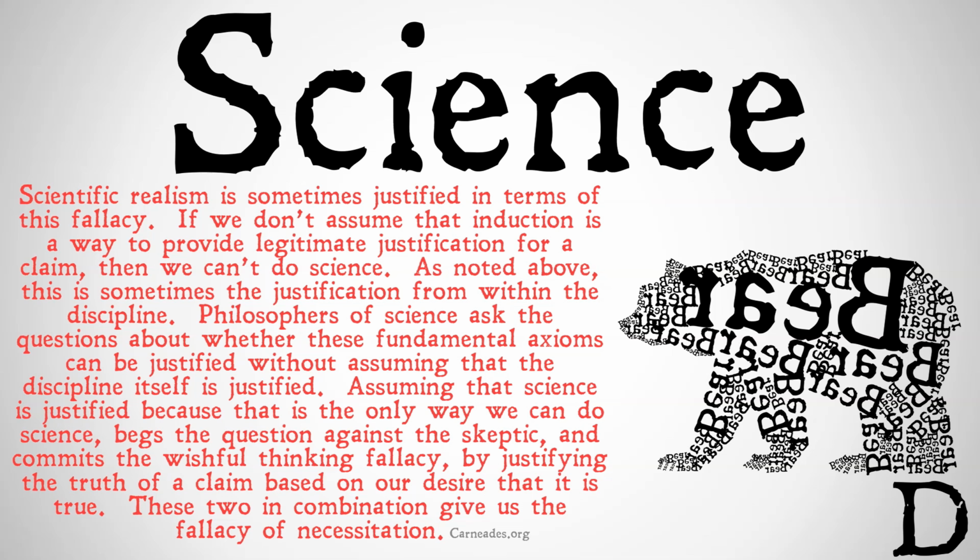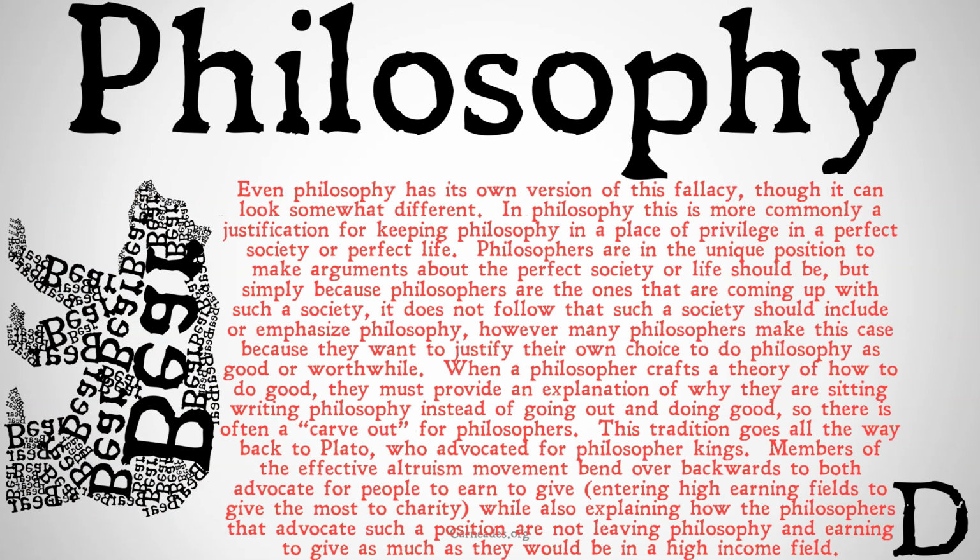Assuming that science is justified because that's the only way we can do science begs the question against the skeptic and commits the wishful thinking fallacy, because we want to do science and therefore we must assume these axioms must be true because we want to do science. By justifying the truth of a claim based on our desire that it's true, we commit the wishful thinking fallacy. Again, this combination of begging the question or circular reasoning and wishful thinking fallacy gives us the fallacy of necessitation.